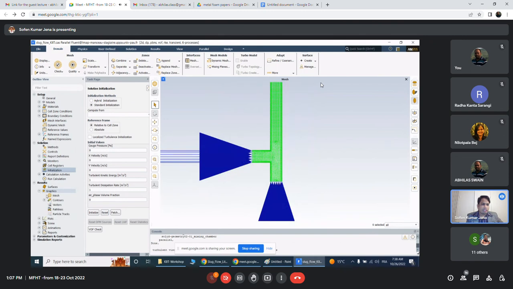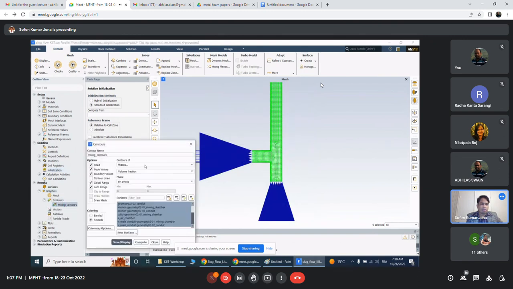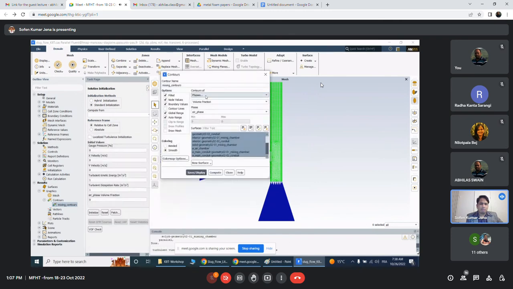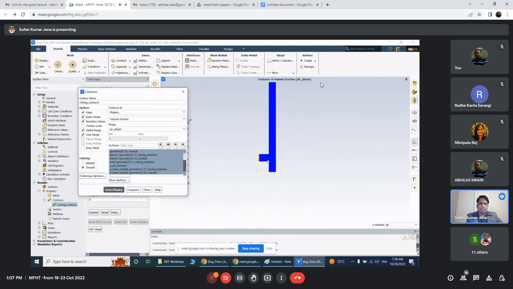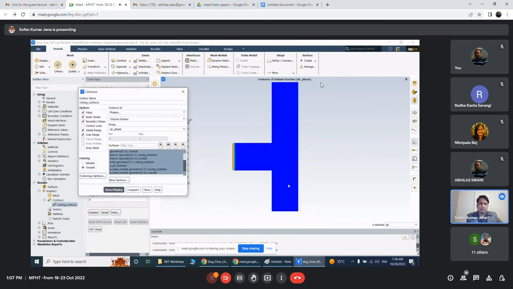Initialize it. Now I just need to visualize the bubble, how it is going on. So what I did, I went to the contour. After initialization, you can go to the contour. You can plot the volume fraction of the air phase and see how it looks. Let's see. Now everywhere it's water. I have initialized everywhere with water. There is no other volume fraction. Inlet air is coming. That's why these zones are there. So you can allow the simulation.